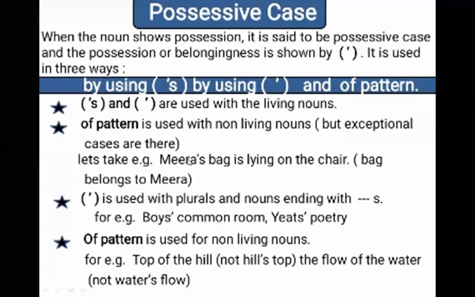to Meera. Now the apostrophe alone is used with the plural nouns which are ending with S, right? Boys, nurses, girls, with the living nouns, plural nouns ending with S. Here only the apostrophe will be used because this S is already there, beta. Okay, in a way you can keep in mind, S is already there, so I will use the apostrophe.